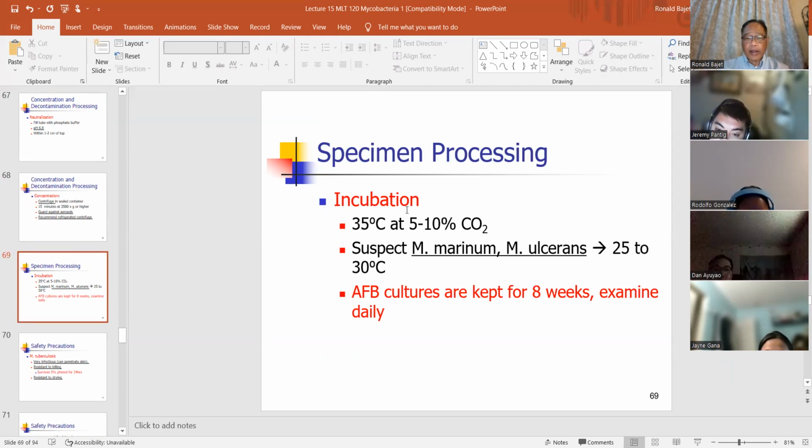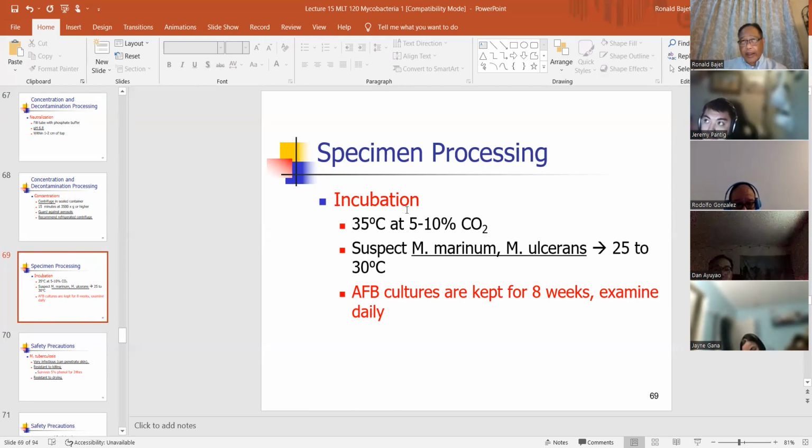Specimen processing, you want to incubate. Once you finish your digestion and concentration, you're going to inoculate the specimen onto your media. And like I said, typically it's the Middlebrook or the Lowenstein-Jensen. Okay, so these tubes are placed at 35 to 37 degrees, 5 to 10% CO2. If you suspect Mycobacterium marinum or Mycobacterium ulcerans, then you don't want to incubate it at 35, you want to incubate it at room temperature, 25 to 30 degrees. Make sure you know this.